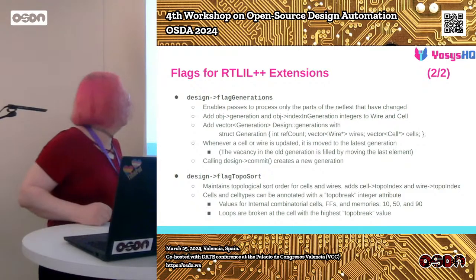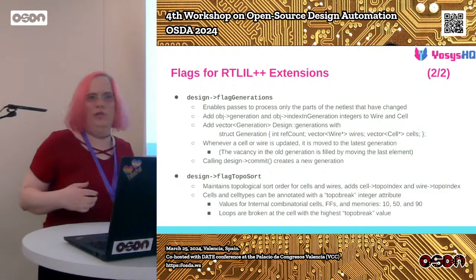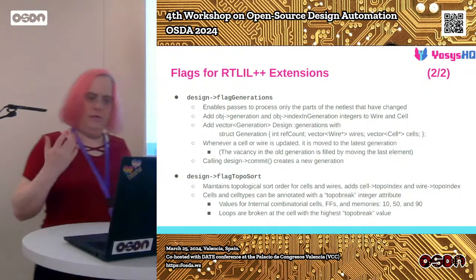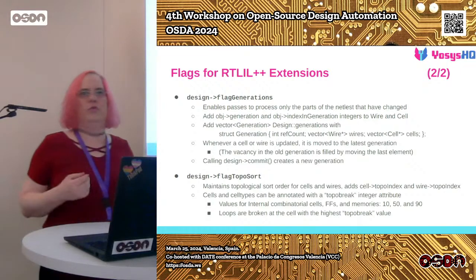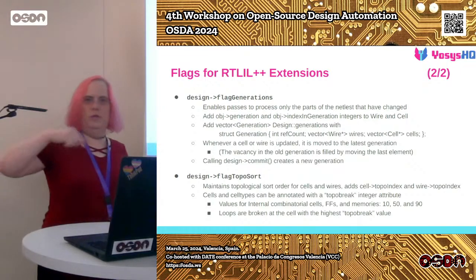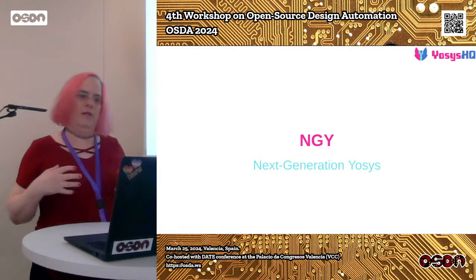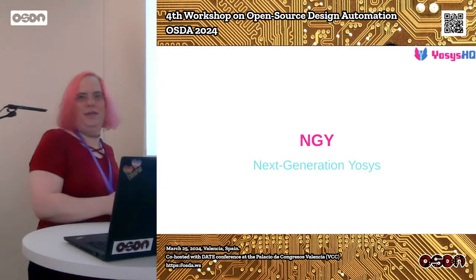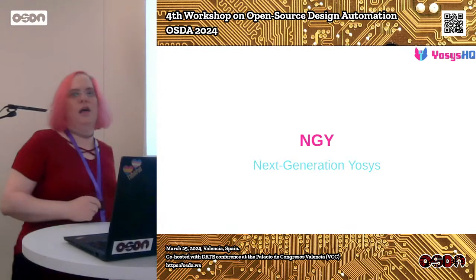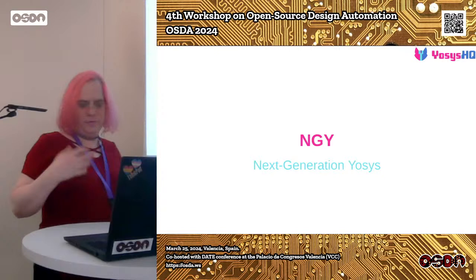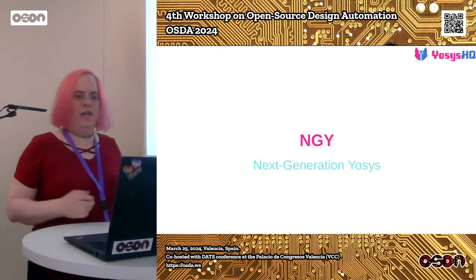Our third is for keeping a topologically sorted order of the design, and then there is a little feature here where we have an additional attribute that can be used to pattern, but the loop should be broken. RTLIL, and the hope is that we can do NGY just using RTLIL++, and maybe a little bit of additional helper code to provide the kind of functions that we need.